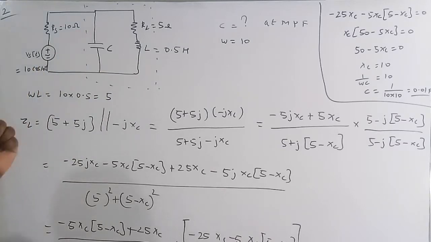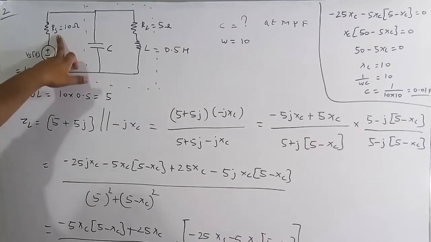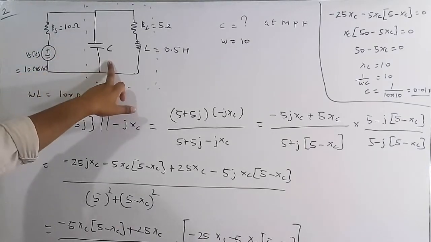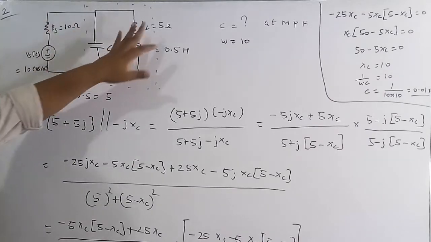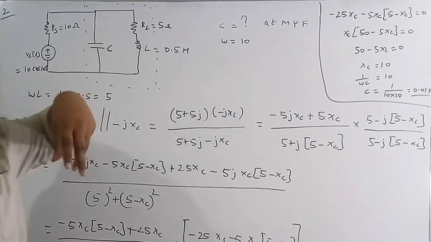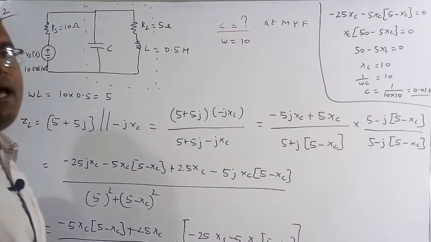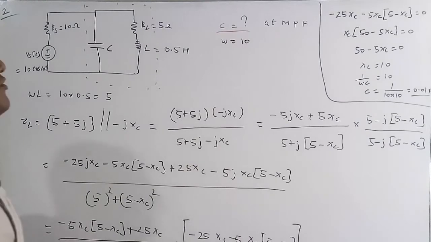So now here this is nothing but C. This is 10 cos 10t, the source voltage, and the internal resistance is 10 ohm, and the capacitor value we need to find. So that the maximum amount of power can be transferred to this load, RL is equal to 5 and L is equal to 0.5 Henry. So we need to find the value of C in such a way that the maximum amount of power can be transferred to this load.